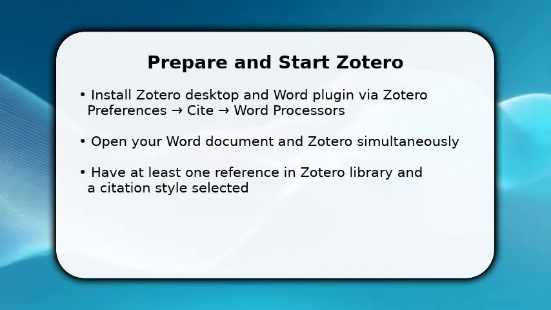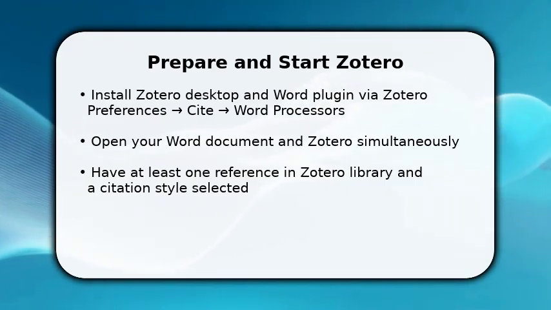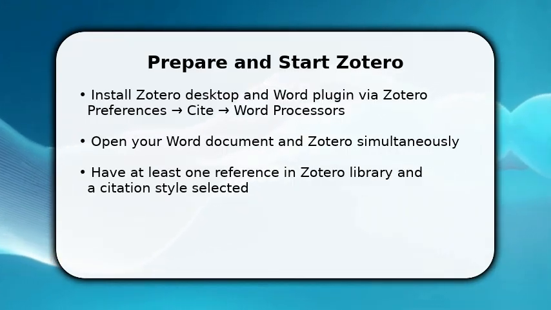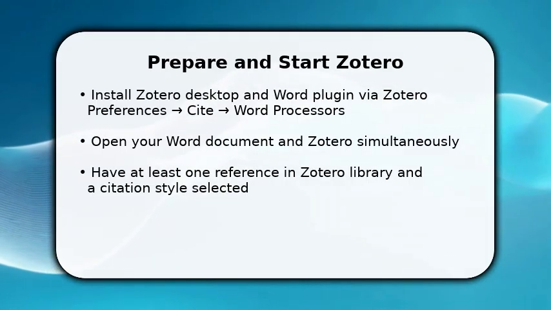Now open Zotero and Word side by side. In Zotero, confirm your citation style and ensure the Word plugin shows under Preferences, Cite, Word processors. Next, create or verify a reference in your library so you have an item to insert.